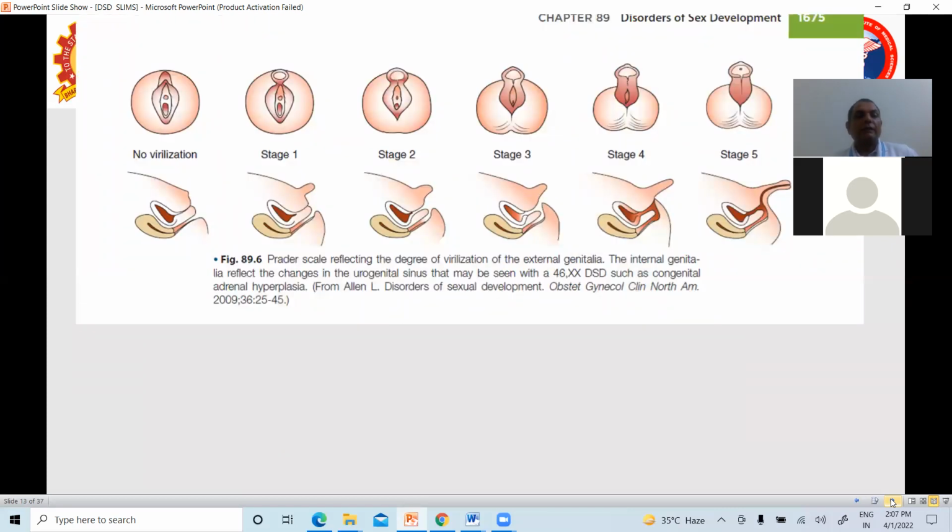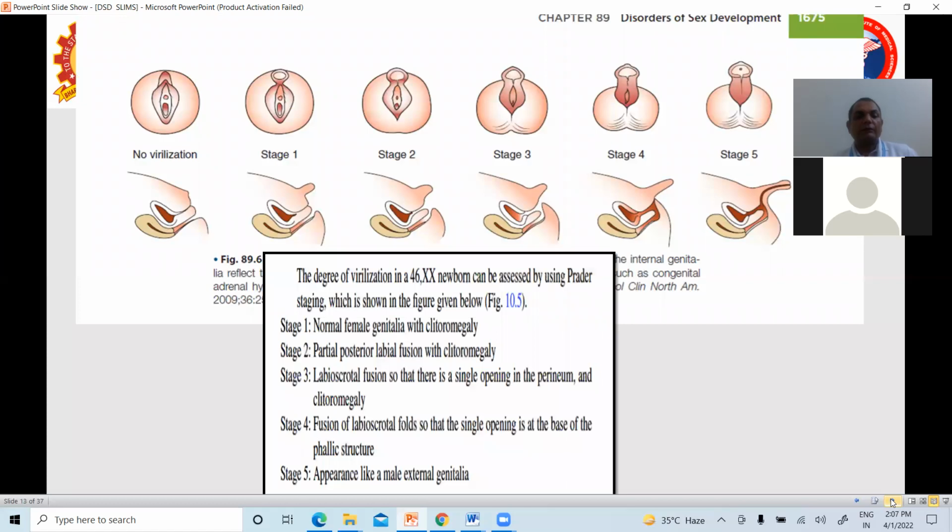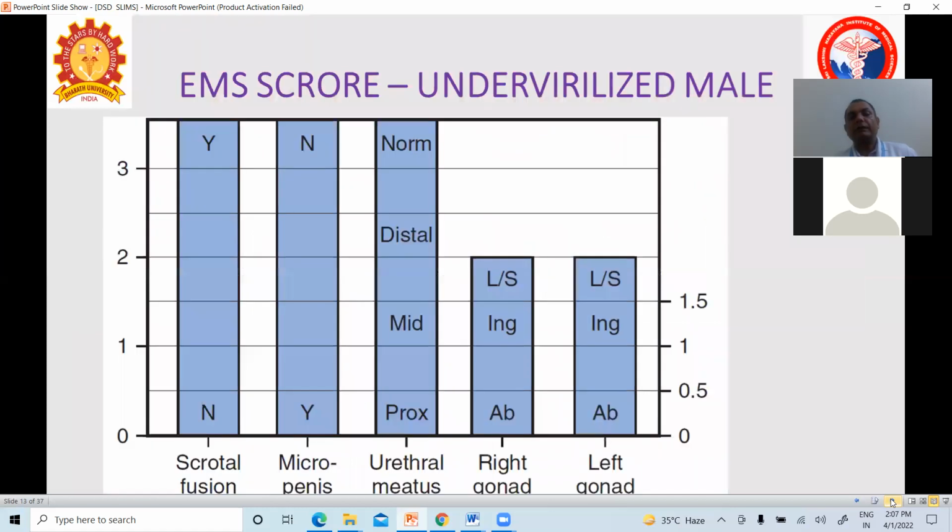Here you can see no virilization, stage 1, some fusion, stage 2, stage 3, stage 4, stage 5. Stage 1 is normal female genitalia with clitoromegaly. Stage 2 is partial posterior labial fusion with clitoromegaly. Stage 3 is labioscrotal fusion so that there is a single opening in the perineum, with clitoromegaly. Stage 4 is fusion of labioscrotal folds so that a single opening is at the base of the phallic structure, with an appearance like male external genitalia. Stage 5 is actually female, but the posterior labial fusion is very high degree and the clitoris is totally enlarged, so it will look like male genitalia.